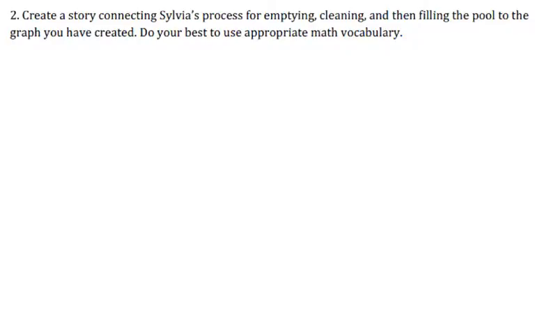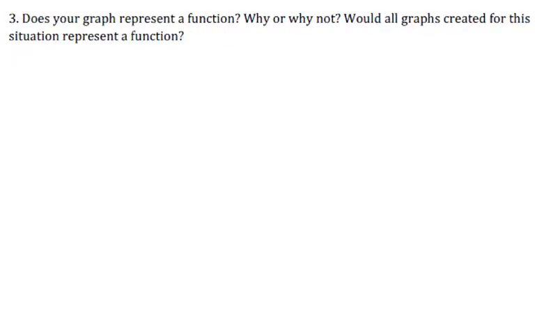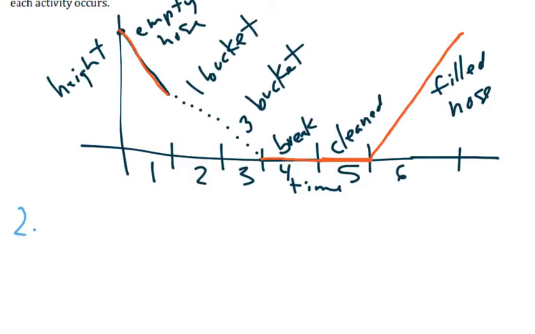Okay. Now, question 3 says, does your graph represent a function? Why or why not would all graphs created for this situation represent a function? Okay. So before we talk about that, there are a few things to mention. When we were going down, in a graph we call that decreasing, right? So we'd want to say the water decreases continuously, then discretely. These parts were discrete. Then the water level stayed constant while we took a break and cleaned. Then we filled it up, and we had that same slope. Okay, and filling it up, we were talking about increasing the water. So those are some math terms that we could use for that.